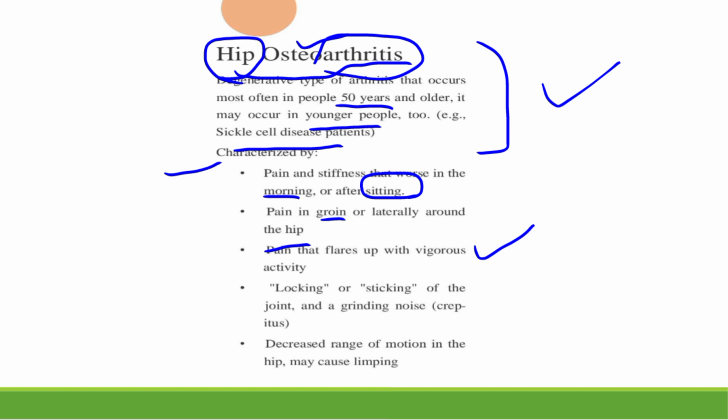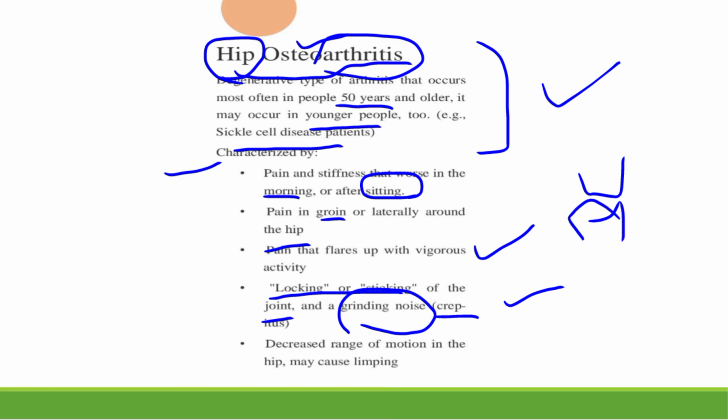Locking or sticking of the joint is also characteristic, and a grinding noise, that is the crepitus. The noise is also seen because the joint space becomes less, and when the patient moves, this grinding noise occurs. Decreased range of motion in the hip may cause limping.